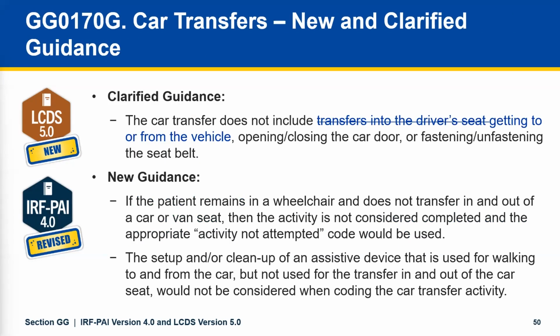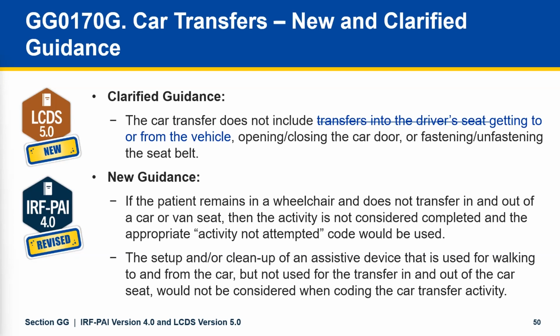The patient's ability to get to or from the vehicle, along with opening or closing the car door, or fastening or unfastening the seatbelt, is not considered when assessing a patient's ability to complete the car transfer. The car transfer is only the patient's ability to get in and out of the car on the passenger side. There is new guidance for this item which states that a patient who remains in their wheelchair and does not transfer in and out of the car or van seat should be coded with the appropriate activity not attempted code. This scenario is considered to be the patient not completing the activity.